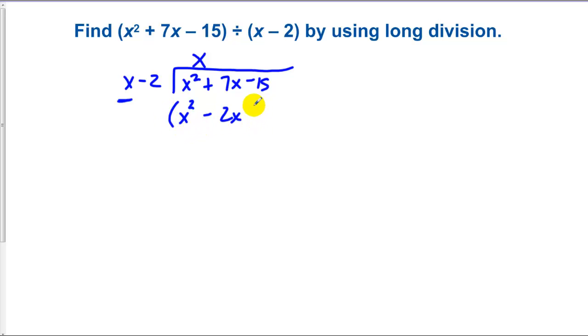Our next step, just like in 4th grade, is to take and subtract. So when I subtract, I distribute the negative through. So this term becomes a negative, this term becomes a positive, and then I add.